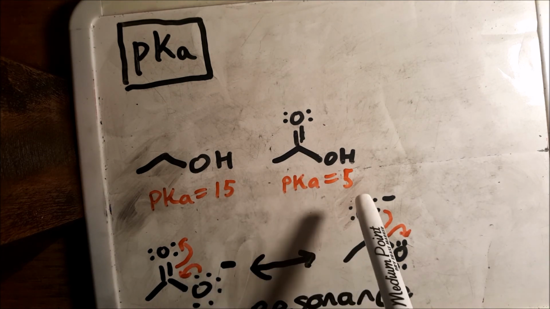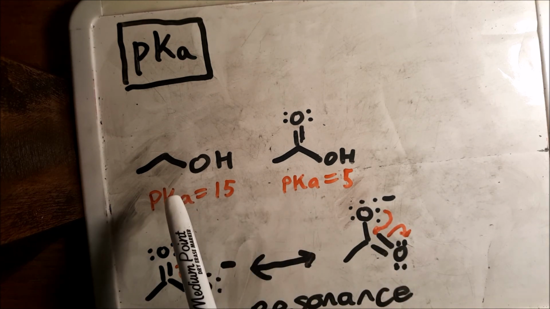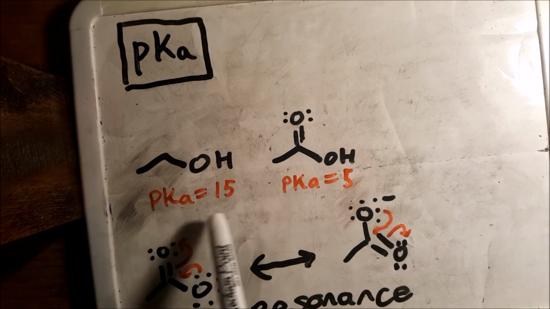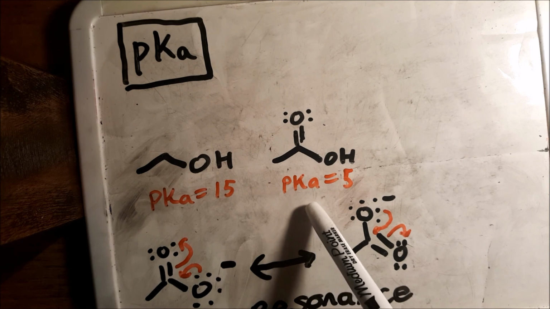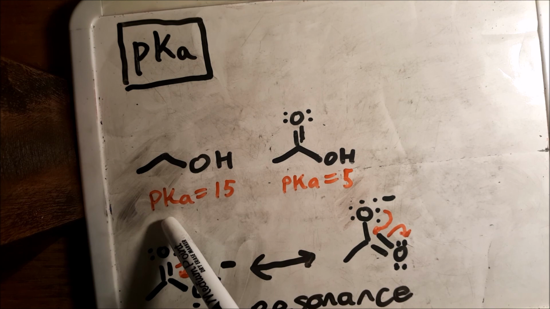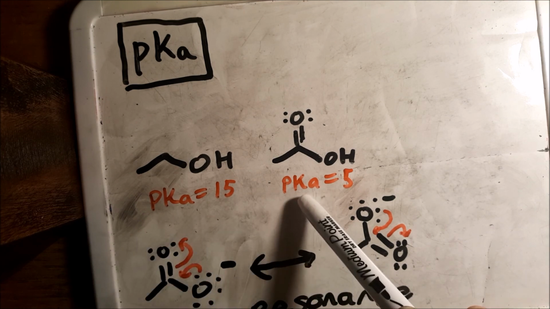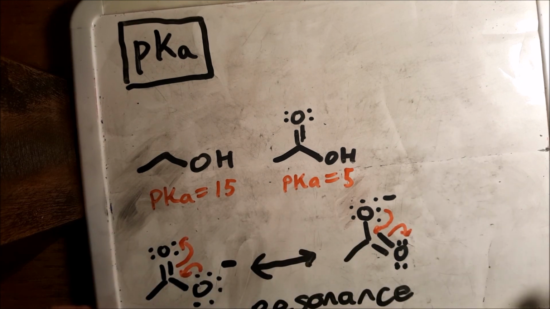Acetic acid, don't pour that in your hands. Ethanol, you can pour ethanol in your hands. But why? Why does acetic acid have such a stronger pKa? Why is acetic acid such a stronger acid? The answer to this is due to the resonance of the compound.